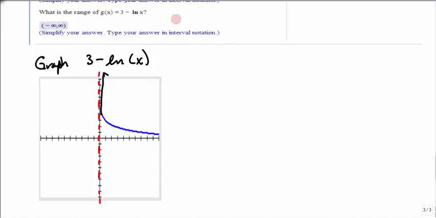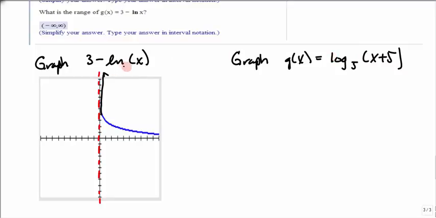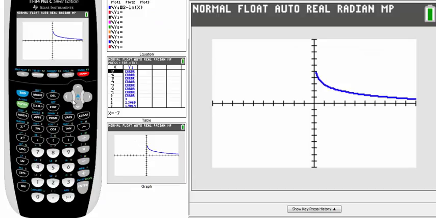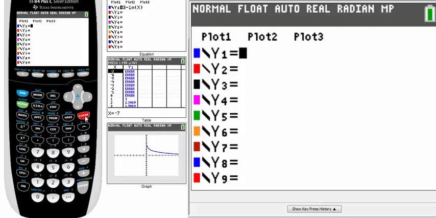So for this next problem, let's look at g of x equals log base 5 of x plus 5. Notice over here my log was log base e, and I have a key for that on my calculator. This is log base 5 of x plus 5. Well, this is just a standard log graph shifted to the left 5 units. We should be able to recognize this. If you have the log base 5 key on your calculator like I showed you before, this is easy. So let's look at that, log base 5 of x plus 5. Under y equals, we go with the log base key.